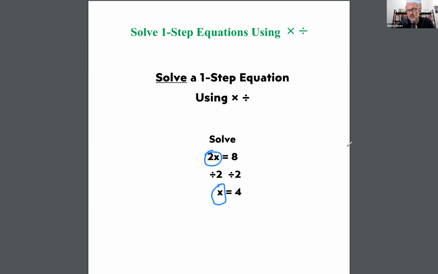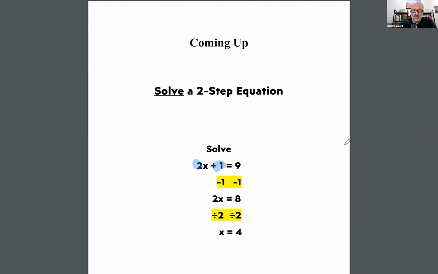Let's see what's coming up next. In the next video, we will cover two-step equations where there are 2 numbers over on the same side as the x. And so then you have to get rid of both numbers. Step 1, step 2. That's what we'll see in the next video. See you then.